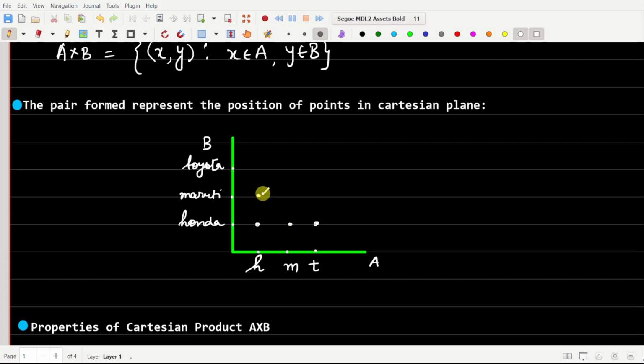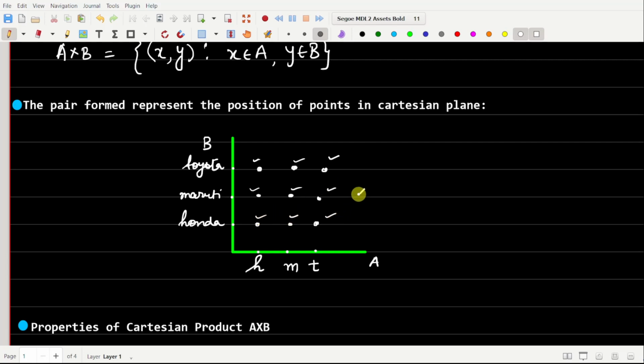So this is H comma Maruti. This is H comma Toyota. This is M comma Maruti, M comma Toyota, T comma Maruti and T comma Toyota. So see, these are the 9 points which I have plotted in the Cartesian plane. So each pair represents the position of a point in a Cartesian plane, right?